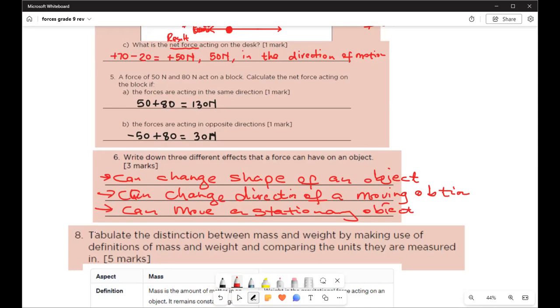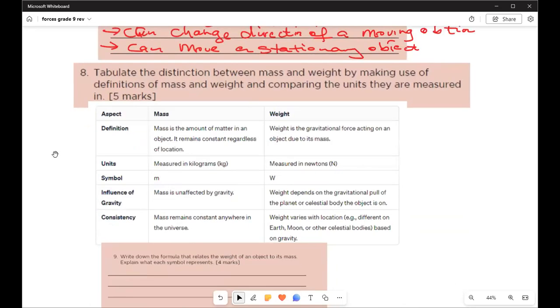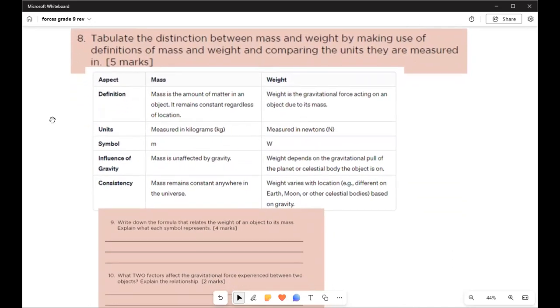Okay. Then now we can go to the next question, which is question 8. They say, tabulate the distinctions between mass and weight by making use of definitions of mass and weight and comparing units they are measured in. So here I just made a table for this. Okay. So mass, by definition, I said, is the amount of matter in an object. It remains constant regardless of location. Whether you are on Moon, Mars, wherever you are. On Earth, your mass, your quantity of matter, what you are made up of remains the same, right?